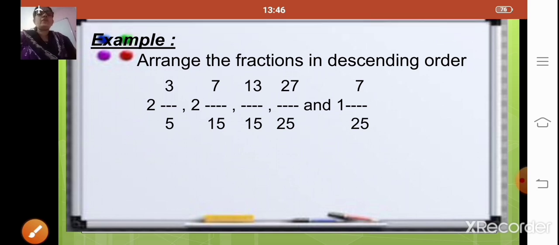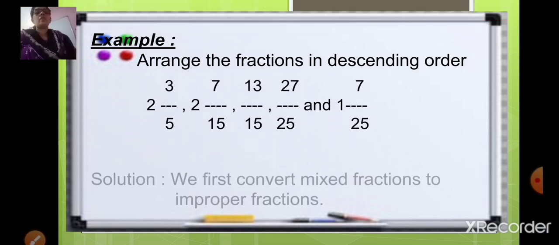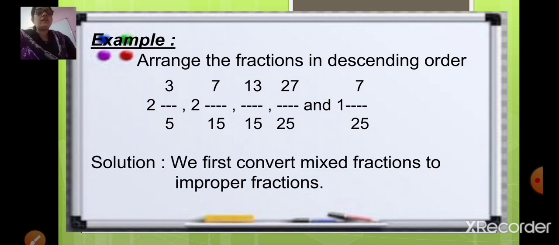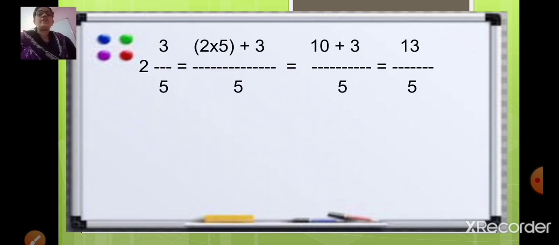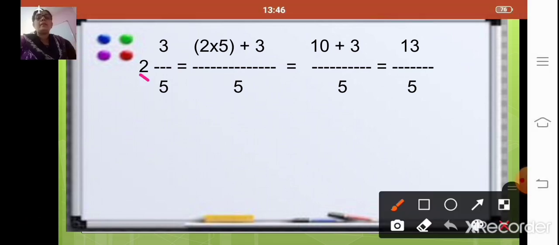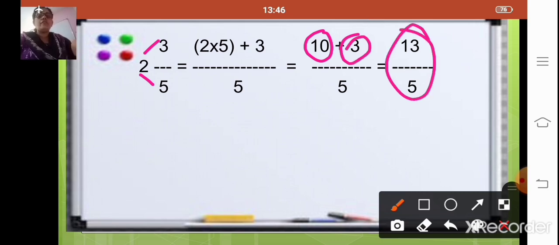Now coming to the first one. First we'll convert mixed fractions to improper fractions. The first mixed fraction is 2 3 upon 5. When we convert it into an improper fraction, that is 2 multiplied by 5 plus 3 upon 5. So 2 5s is 10, plus 3 upon 5. So 10 plus 3 is 13 upon 5. This is how we converted the first mixed fraction into an improper fraction.